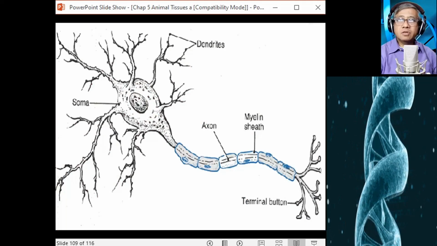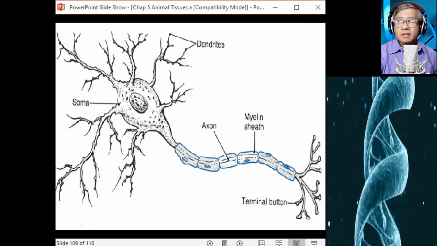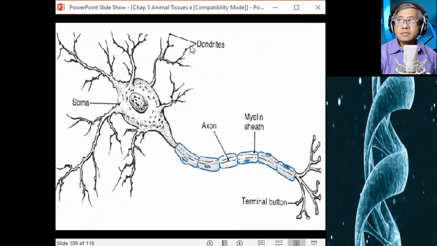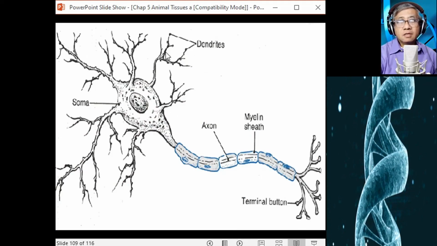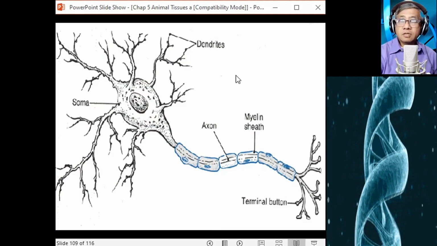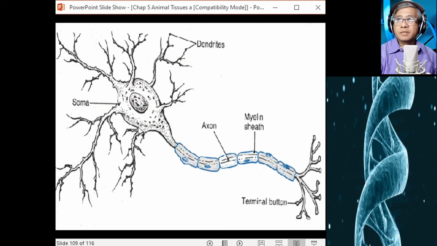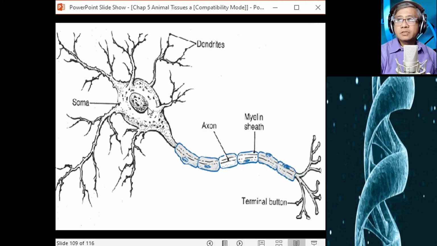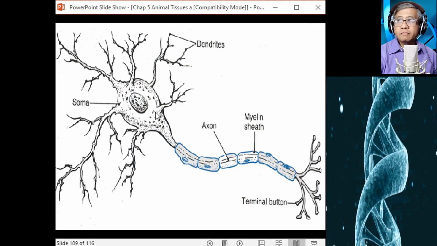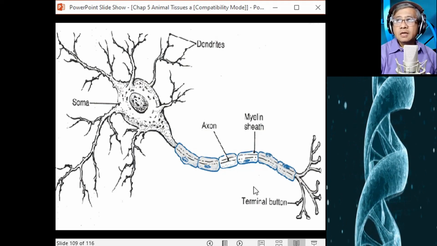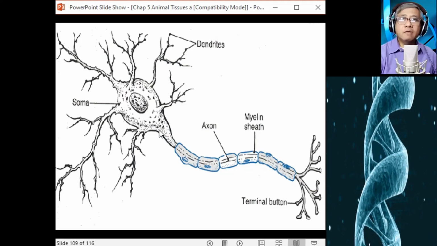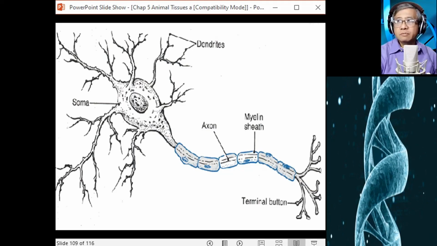This highly specialized cell, the neuron, receives stimuli from and conducts impulses to all parts of the body. So here is a neuron, and we have the following parts. We have the dendrites. The dendrites receive nerve impulses and deliver them to the cell body or soma. Then the soma delivers the nerve impulses away through the axon. The axon is the structure of the neuron that delivers the impulses away from the cell body or soma.